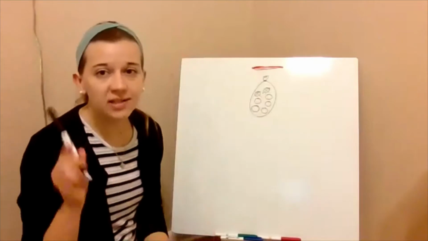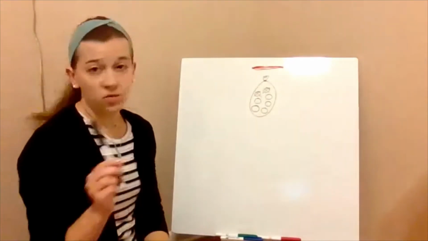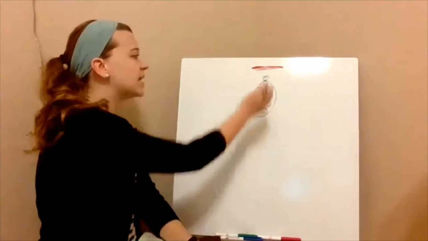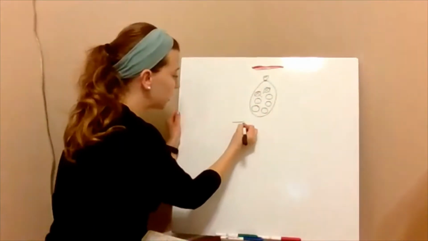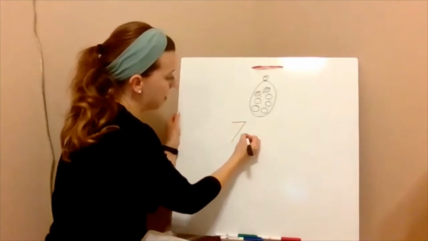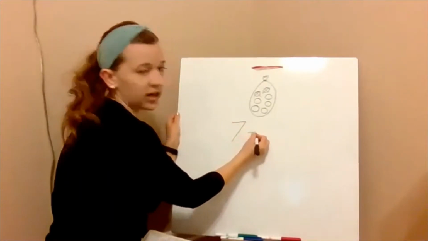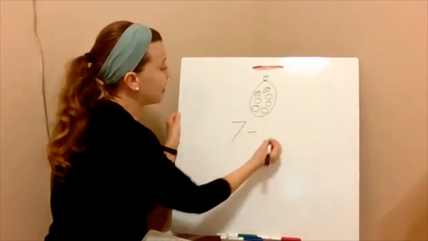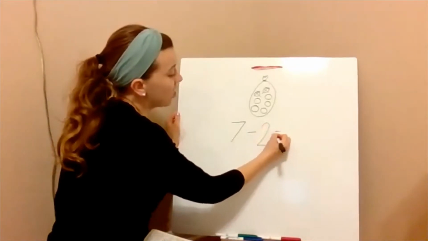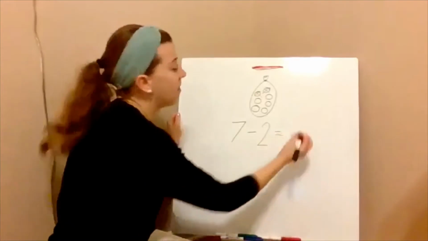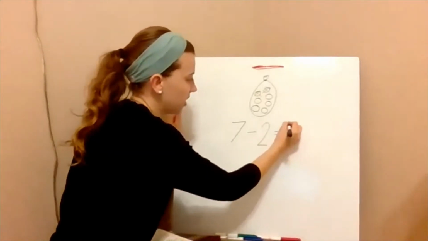Now, how would I show this as a subtraction sentence? You can write this along with me. So how many did we start out with? 7. So it would be 7 minus, don't forget the minus, of course. 7 minus 2 equals, how many did we have left? 5. Very good. All right.